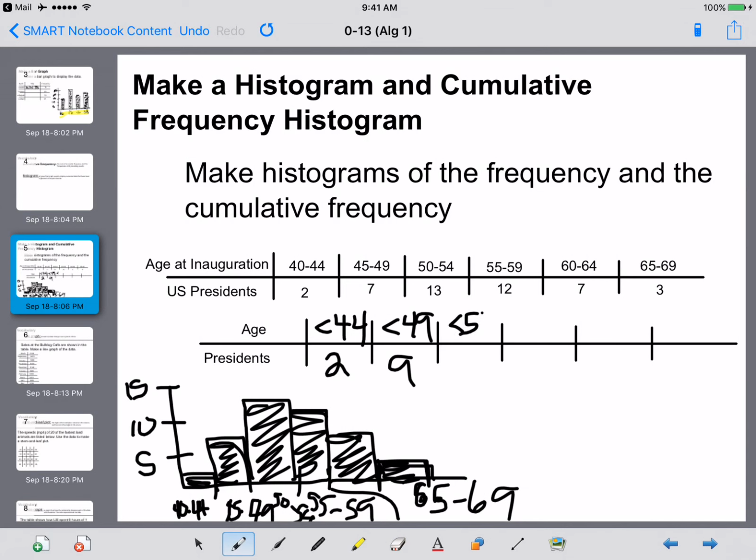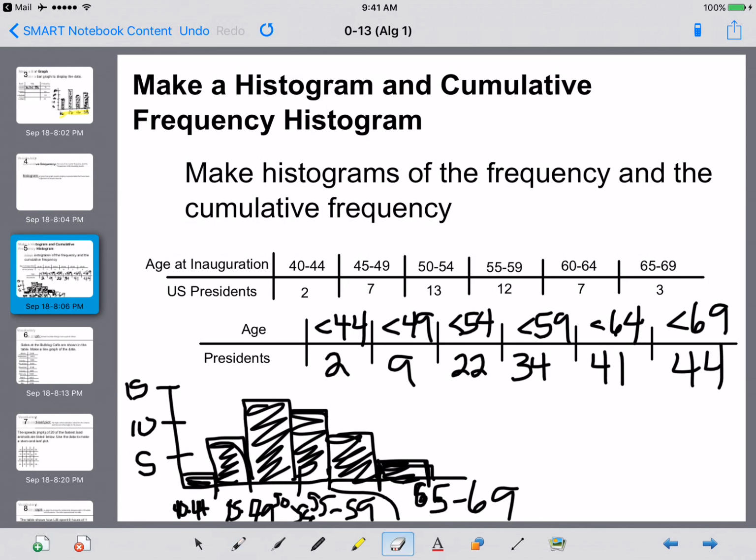We got less than 54. So 13 plus 9 to get us 22. Less than 59. 12 plus 22 to get us 34. Less than 64. So 34 plus 7 to get us 41. And then less than 69 to get us 44.